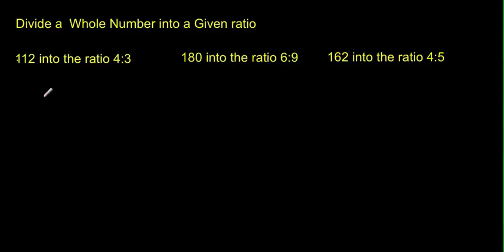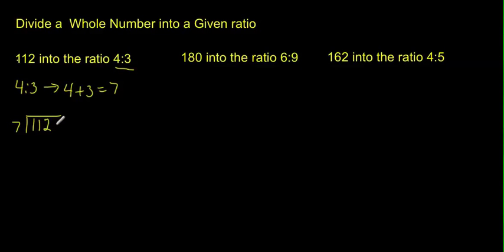The first thing is that you take this ratio and add these two digits together. So 4 plus 3 equals 7. The next thing you need to do is take the 112 and divide it by 7.